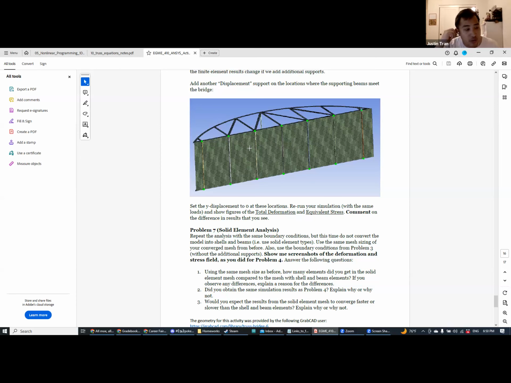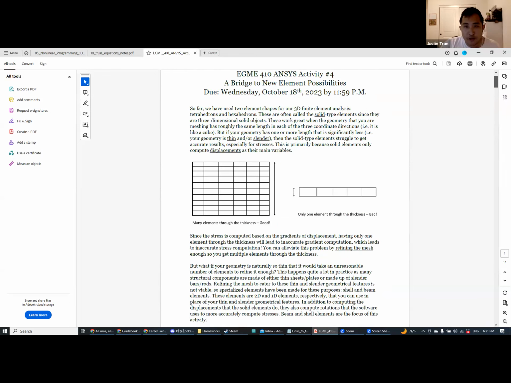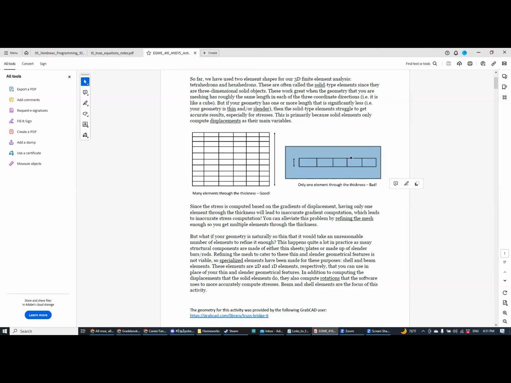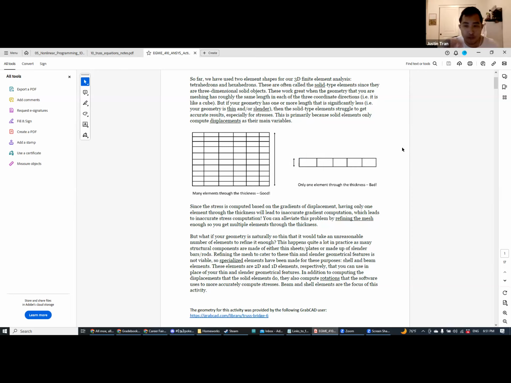And so it's very possible to end up with many more elements, especially if you use a much smaller mesh size. But remember, the important thing is that whenever you're meshing thin geometries, you want to have multiple elements through the thickness. That's what we discussed when we first introduced shell elements. Yeah. Okay. And so even if you are able to mesh it with solid elements, your mesh is going to look something like this, with only one element through the thickness. So it's not going to be a very accurate simulation. Yeah, got it. Thank you.